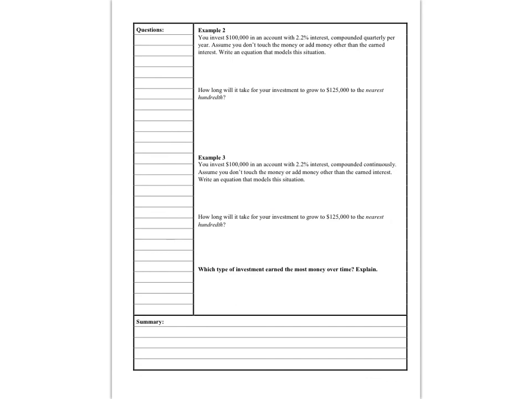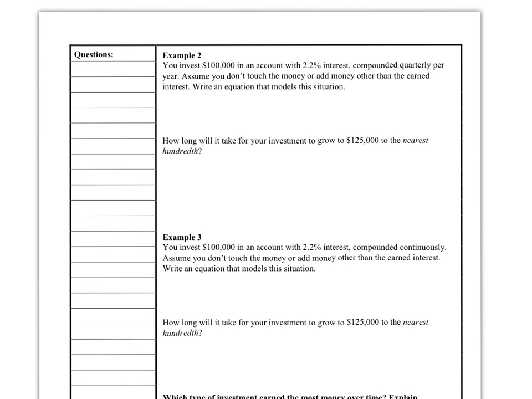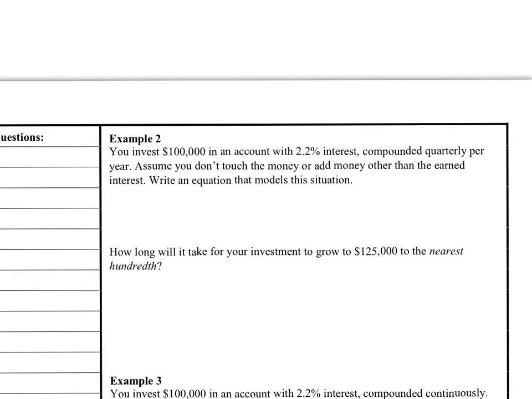Okay, example 2. So, again, you're investing $100,000 in an account with 2.2% interest, but now it's compounded quarterly per year. So compounded quarterly in a year. Assume you don't touch the money or add money other than the earned interest, write an equation that models it. So now we're going to jump to the next equation. A of t equals P, parentheses 1 plus R over N to the NT power.